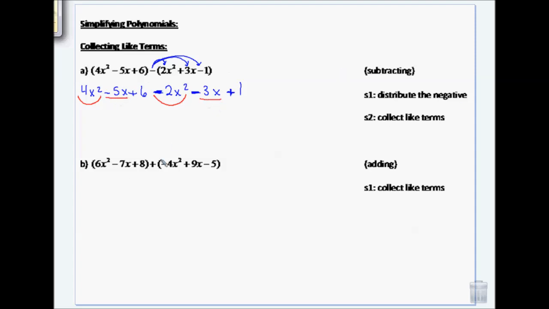5x and 3x are alike, and 6 and 1 are alike. So 4x squared minus 2x squared is 2x squared. Negative 5x minus 3x, they're both negative, so that's negative 8x. And 6 plus 1 is 7.